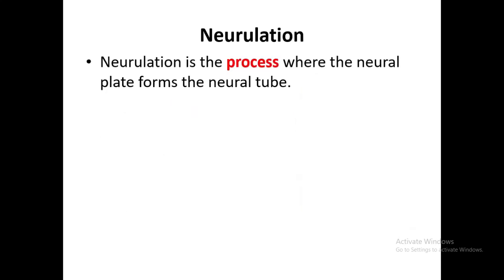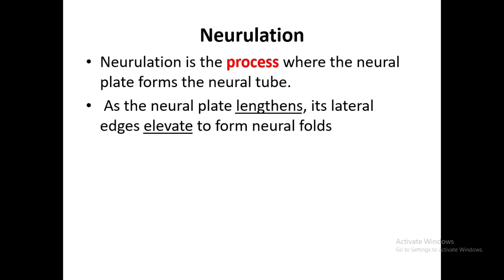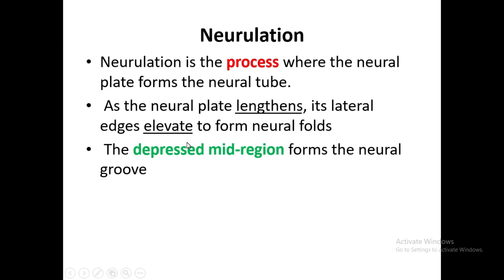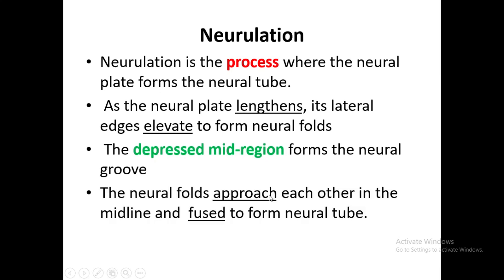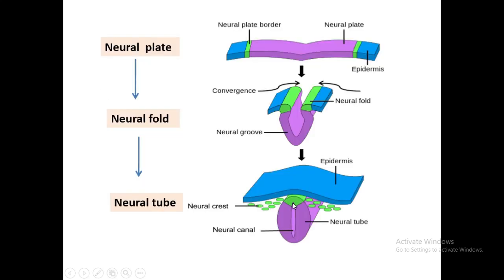Neurulation. It is the process where the neural plate forms the neural tube. The process begins with the lengthening of the neural plate. The neural plate's lateral edges elevate and form neural folds. The mid portion is depressed and forms the neural groove. The neural folds then approach each other in the midline and fuse to form the neural tube. So this is the picture for the neurulation process.